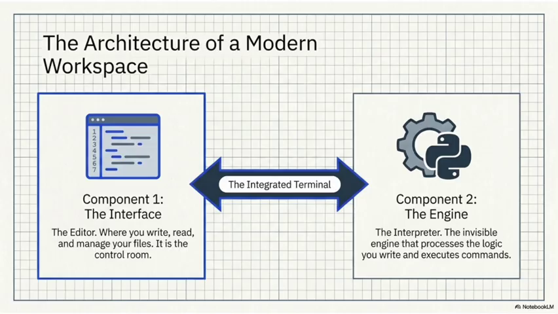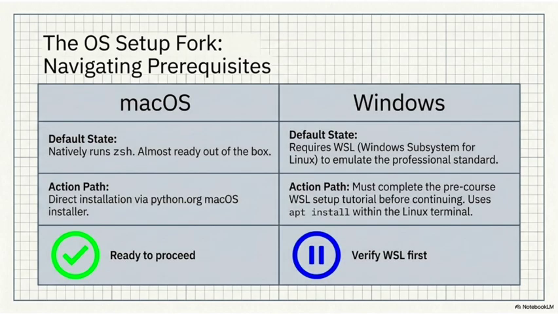The integrated terminal in Visual Studio Code connects the components in a single window, eliminating the need to switch between applications. The double-headed arrow in the diagram represents this interaction. You write in the editor, run in the terminal, and see the results immediately. You are no longer juggling separate applications. The OS, the editor, and the terminal are unified. You're ready for Module 3.